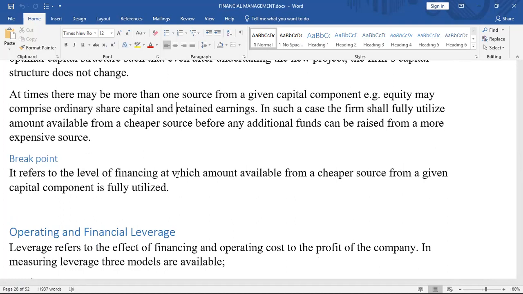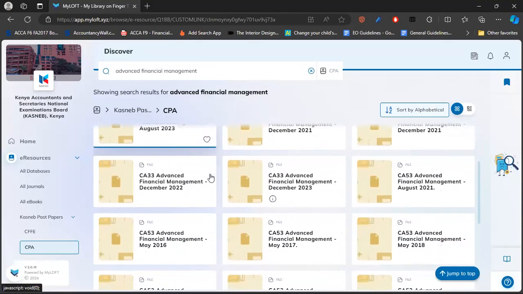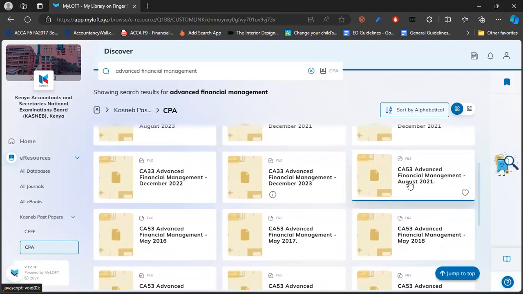So let us start with September 2021, question number 4B. September 2021, we can check on that. I think it should be in August somewhere. Let me see. August 2021, right?